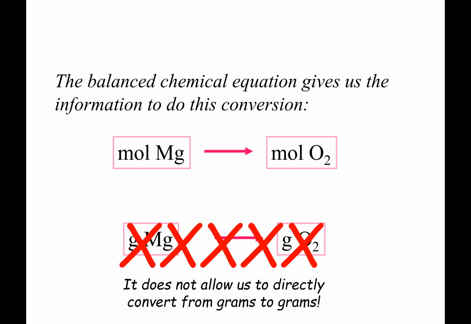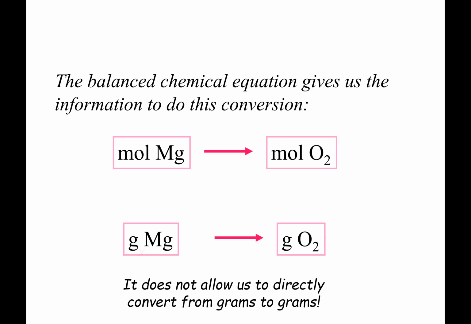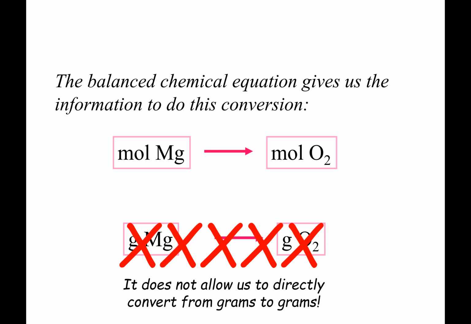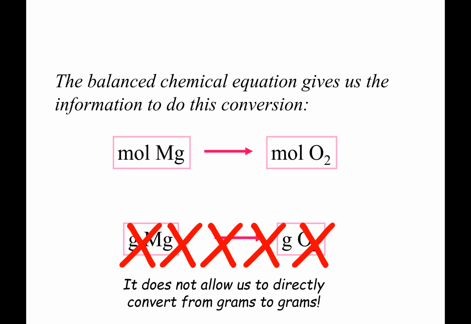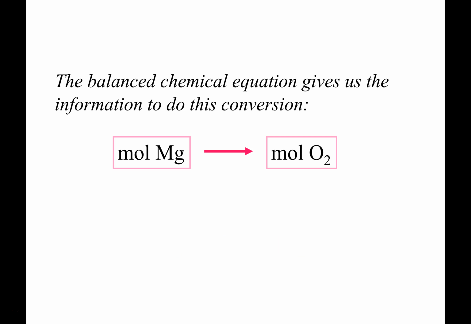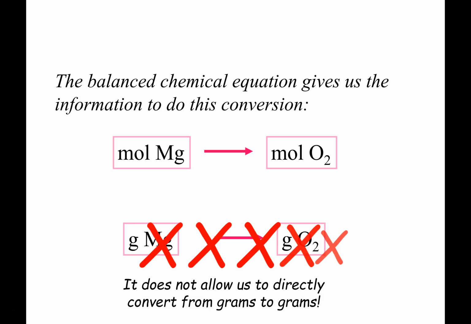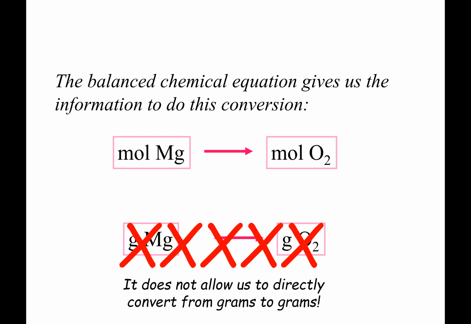So notice what we can't do. This is a drama here, okay? We can't use the fact that 2 moles of magnesium react with 1 mole of oxygen. We can't use that stoichiometric ratio with grams. That's a big hairy deal. It will not work. But we're going to kind of go around.